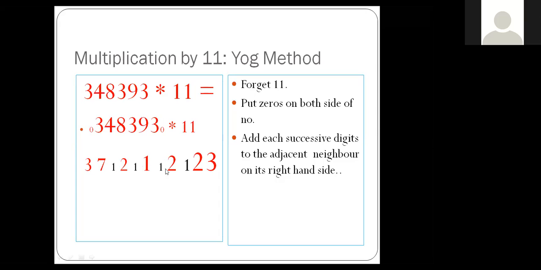3 plus 9, 12. 9 plus 3, 12. And 3 plus 0, 3. अब बस कुछ नहीं करना है. Now 3 को write as it is. 7 plus 1, 8. 2 plus 1, 3. 1 plus 1, 2. 2 plus 1, 3. 2 and 3. This will be your answer.